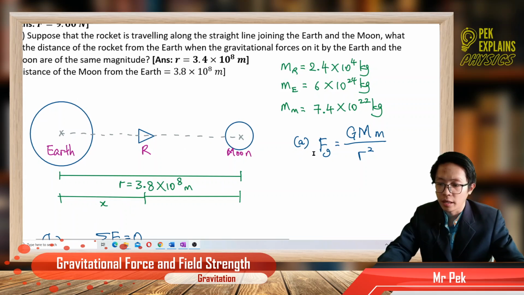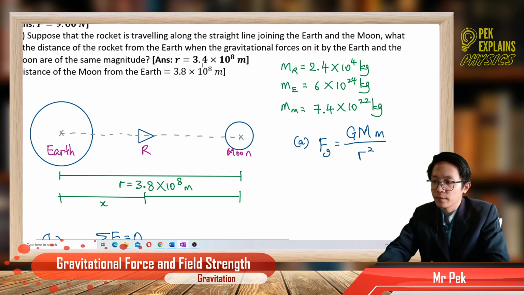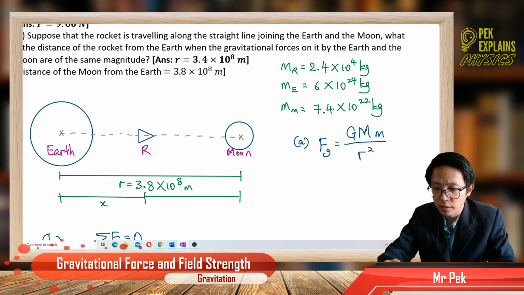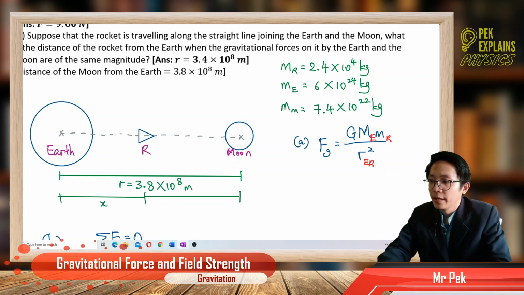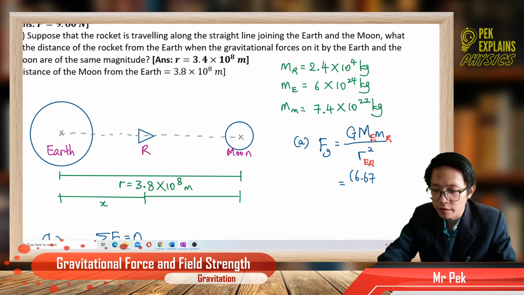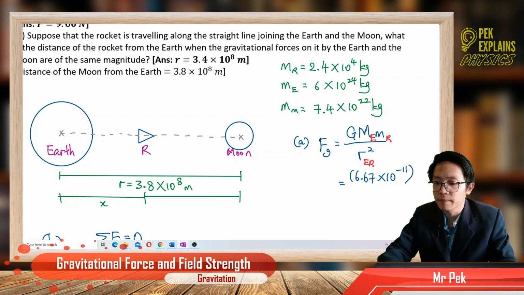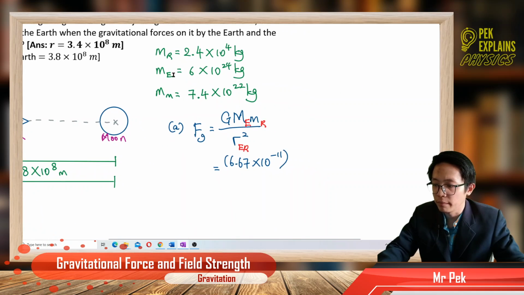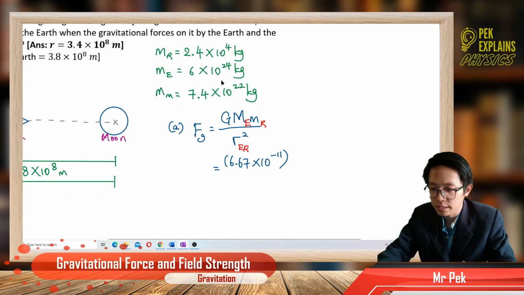So the formula is Fg equal to G m1 m2 over r squared. We use the mass of Earth, the mass of rocket, and the distance between Earth and rocket. Okay, good. Now let's substitute all the values. G is always 6.67 × 10^-11. We have the mass of Earth and the mass of rocket, so just put all the values inside.